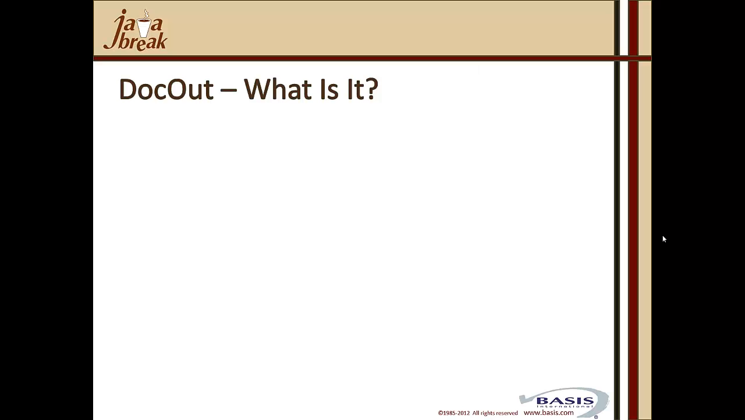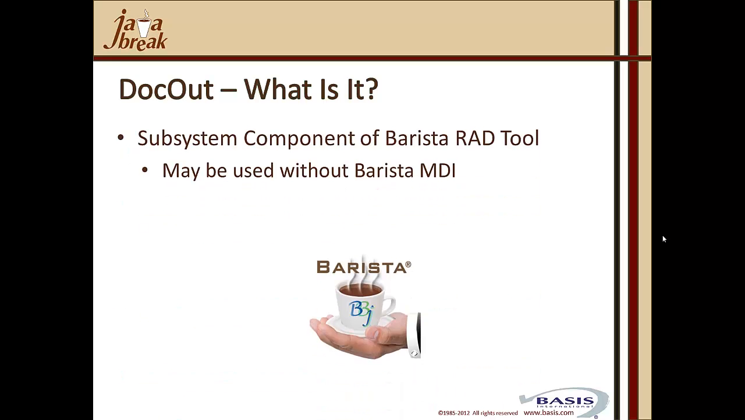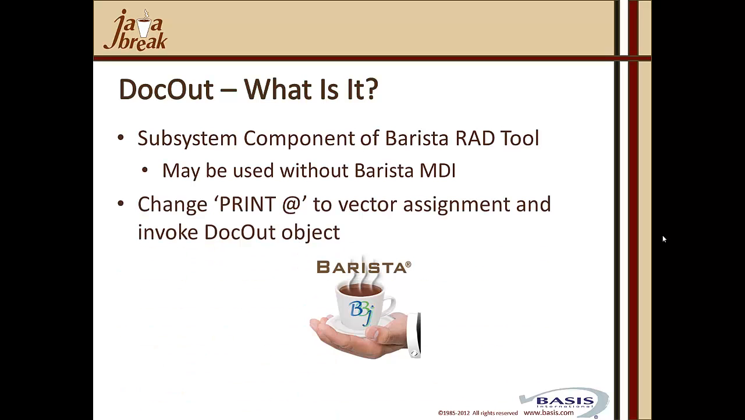The second example of a modern reporting output option is to utilize the DocOut object. So let's talk about what that DocOut object is. DocOut is really a subsystem component of the Barista Rapid Application Development tool, but it can be used without the Barista MDI. So you can change all your print at statements to vector assignment and invoke the DocOut object. So you're essentially taking advantage of the document output subsystem that ships with Barista without the overhead of the Barista interface.